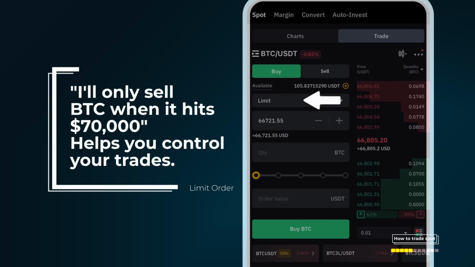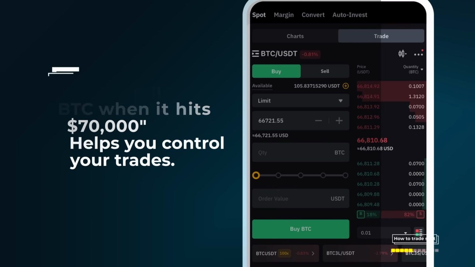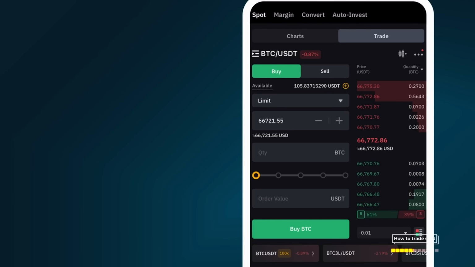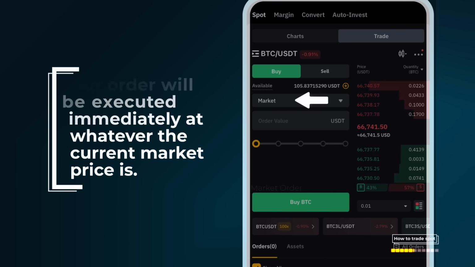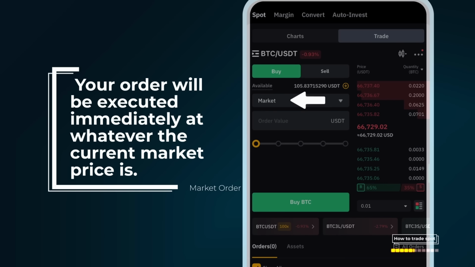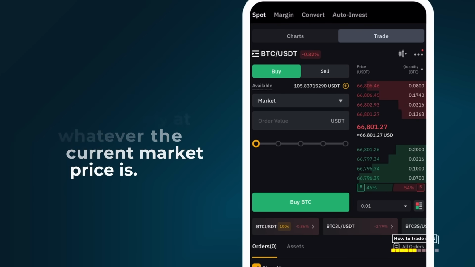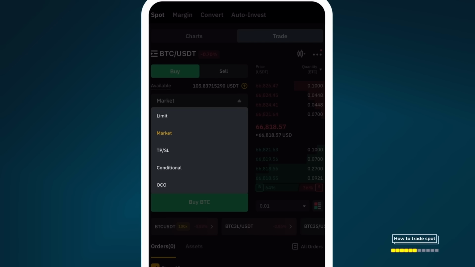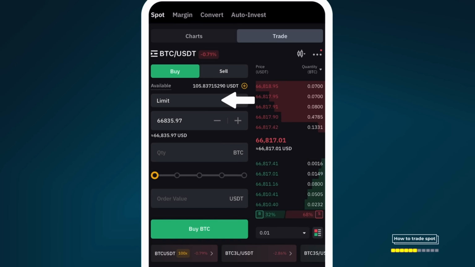So I can use limit order to set the price I want to buy and sell at and go and sleep. It just happens when the condition is met. Now, market order allows you to buy immediately at the best price. So Bitcoin is at 66.7, it's changing 737, 730. When you use market order, it buys at the price the market is pricing the Bitcoin at. And you also have take profit and stop loss, conditional and OCO. I don't want to go into that now, but limit order and market order is actually just fine for you.